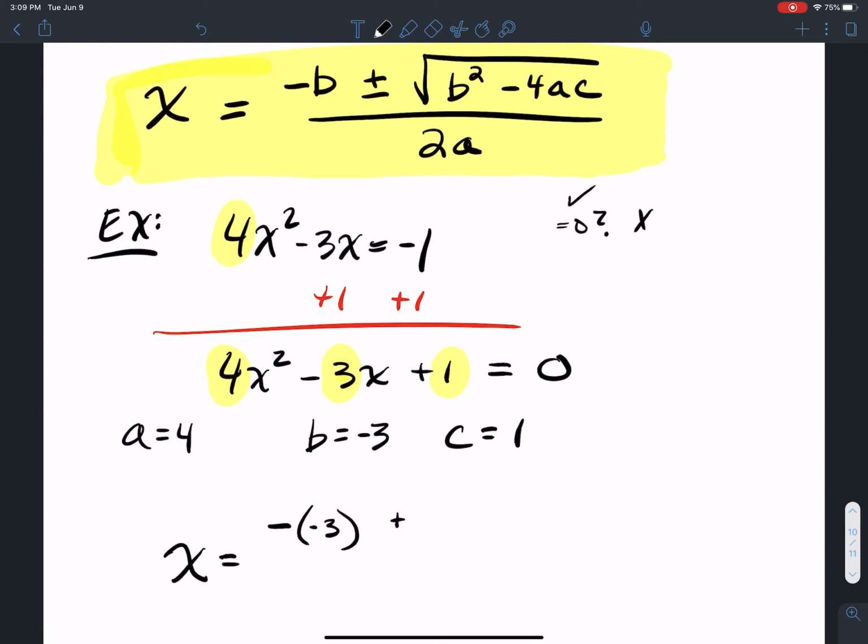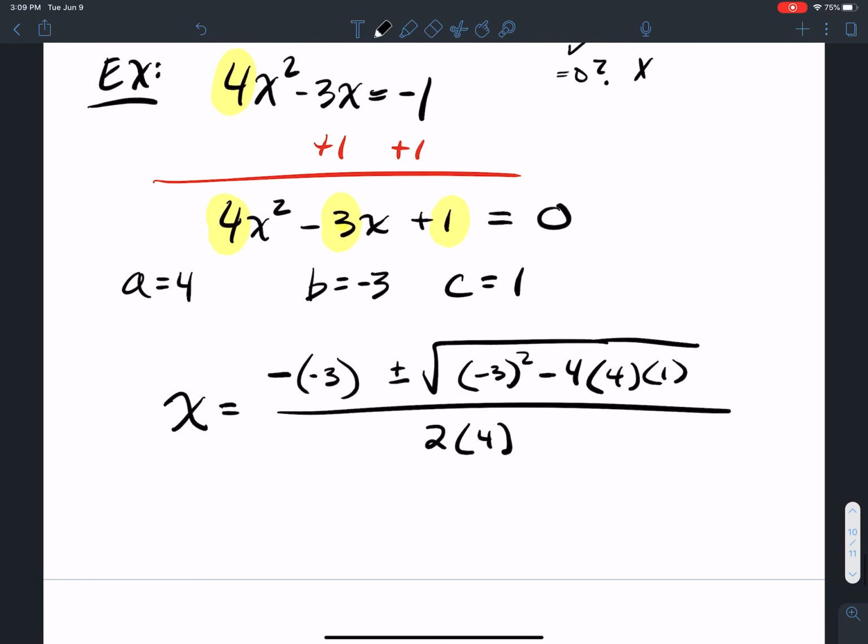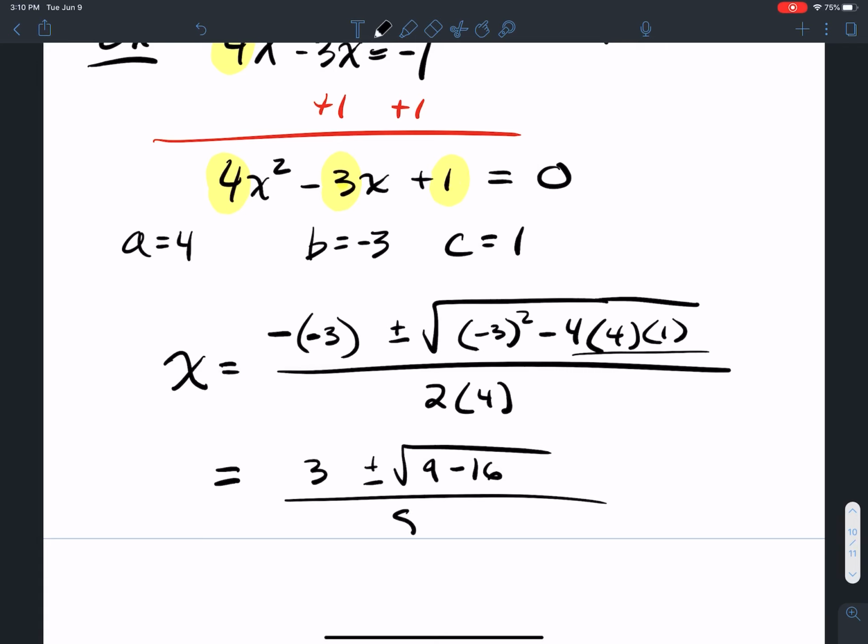Negative, parentheses, negative 3, plus or minus the square root, parentheses, negative 3 squared minus 4 times parentheses, a was 4 and c is 1. Close it, and then divided by 2a. If you use your parentheses, you're going to get this right, okay? Use your parentheses. Negative and a negative make a positive 3, plus or minus the square root. Now, negative 3 squared is 9, and then minus 4 times 4 is 16, times 1 is 16, over 2 times 4 is 8.